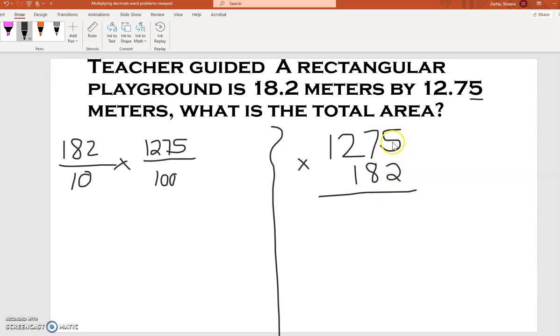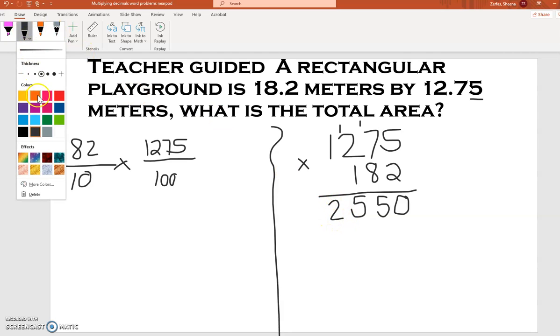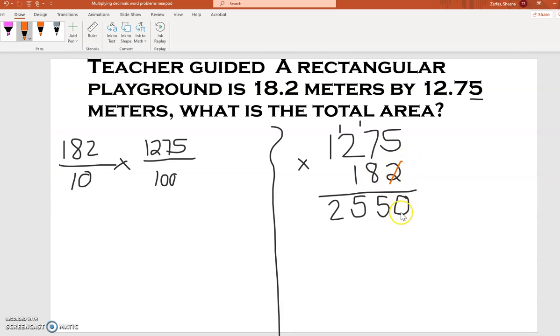So starting with 2 times 5, that would be 10. Again, you can only put 1 place value down. 2 times 7 is 14, plus 1 more would be 15. Again, putting down the 5, carrying the 1. 2 times 2 is 4, plus the 1 that I carried is again 5, and then 2 times 1. I'm going to switch my color, and this might be something that helps you. So that's multiplying everything by the 2.